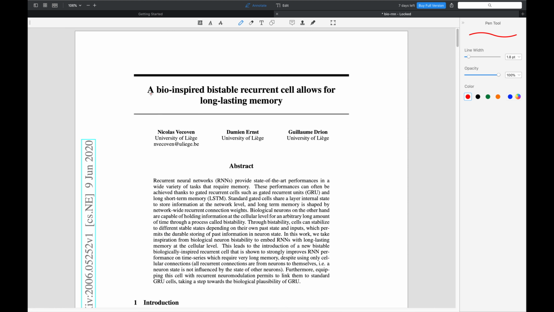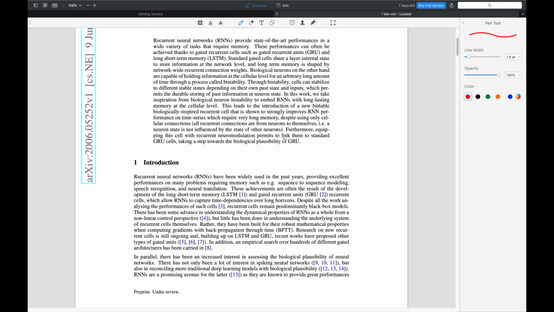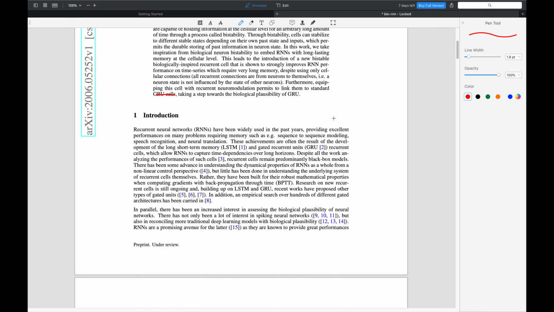Now I'll try to explain this paper called "A Bio-Inspired Bistable Recurrent Cell Allows for Long-Lasting Memory." This paper suggests a new form of recurrent cell that allows each individual cell to have a memory using a property of biological neurons called bistability. And this paper suggests that equipping this bistable recurrent cell, called BRC, with another property called neuromodulation makes it similar to GRU cells, making GRUs closer to biologically plausible neuron cells. They also empirically show that their new form of recurrent cells outperform RNNs, GRUs, or LSTMs in tasks that require very long-lasting memories. Now let's actually look at the paper.